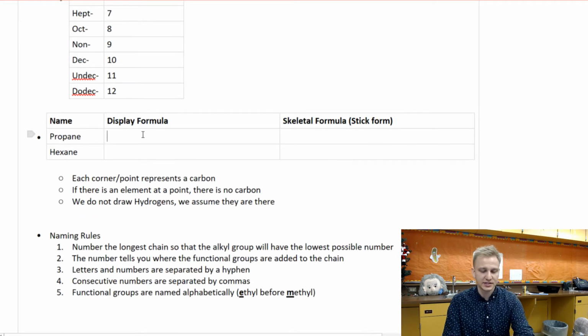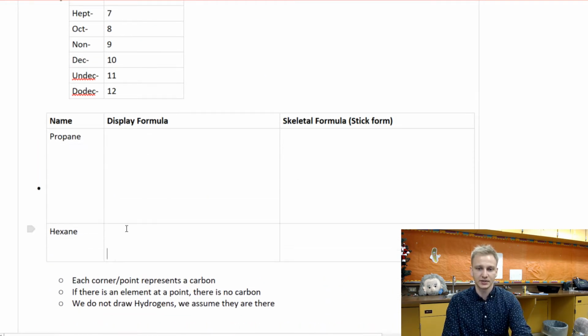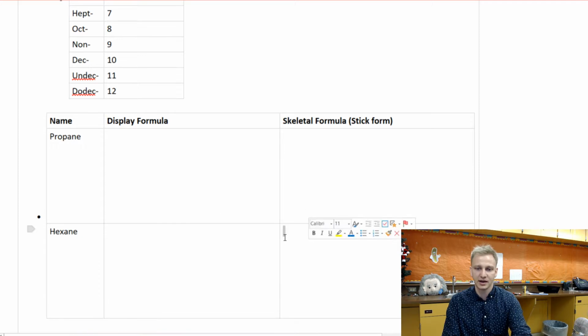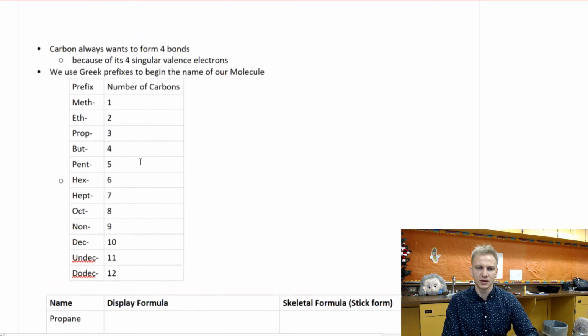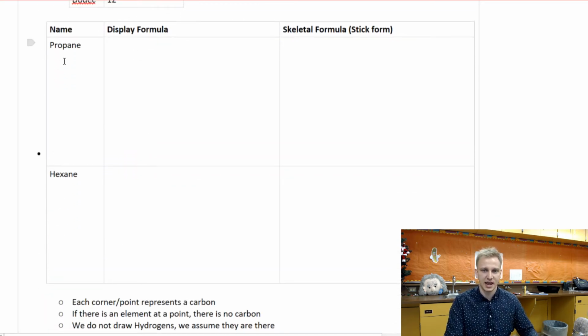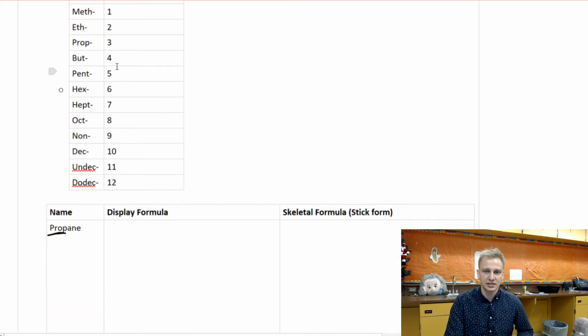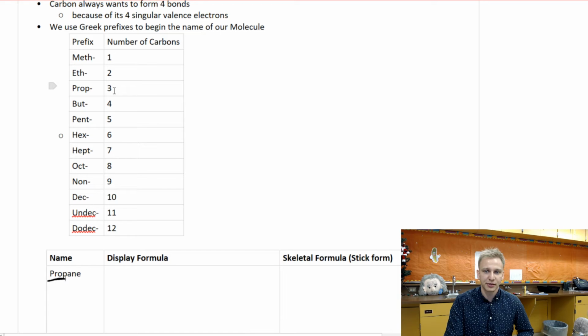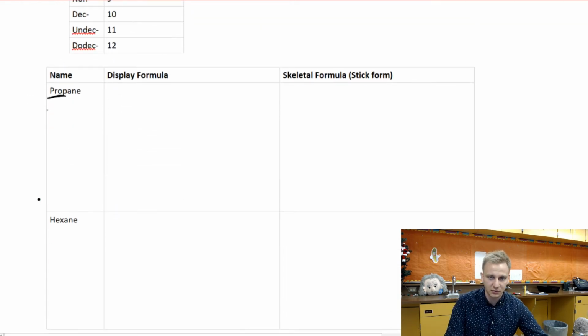Now, as far as drawing these molecules out, let's say that we wanted to draw propane and hexane. One of the things we want to focus on is that there are two different parts to these names. One is the first part, prop, P-R-O-P. That tells us that we are going to have 3 carbons in this molecule.